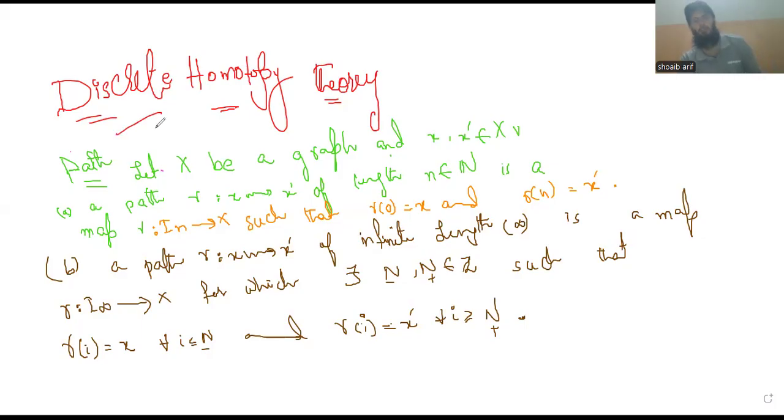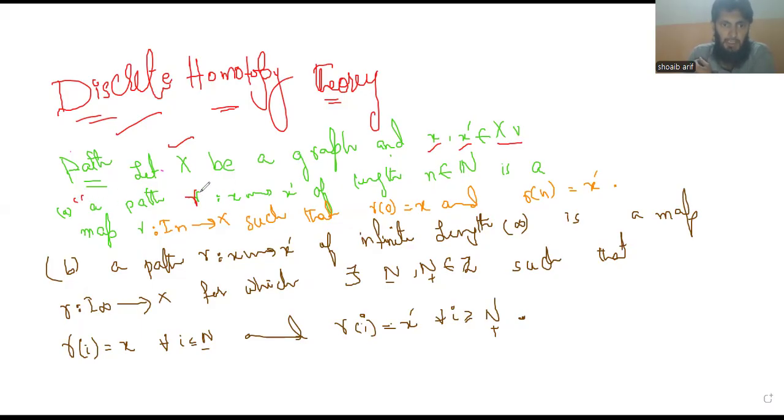So we will talk about paths. First we will talk about the finite path, and secondly we define the infinite length path. Let's say X is a graph and two vertices x, x prime belong to the vertex set of graph X. So let's define a path.